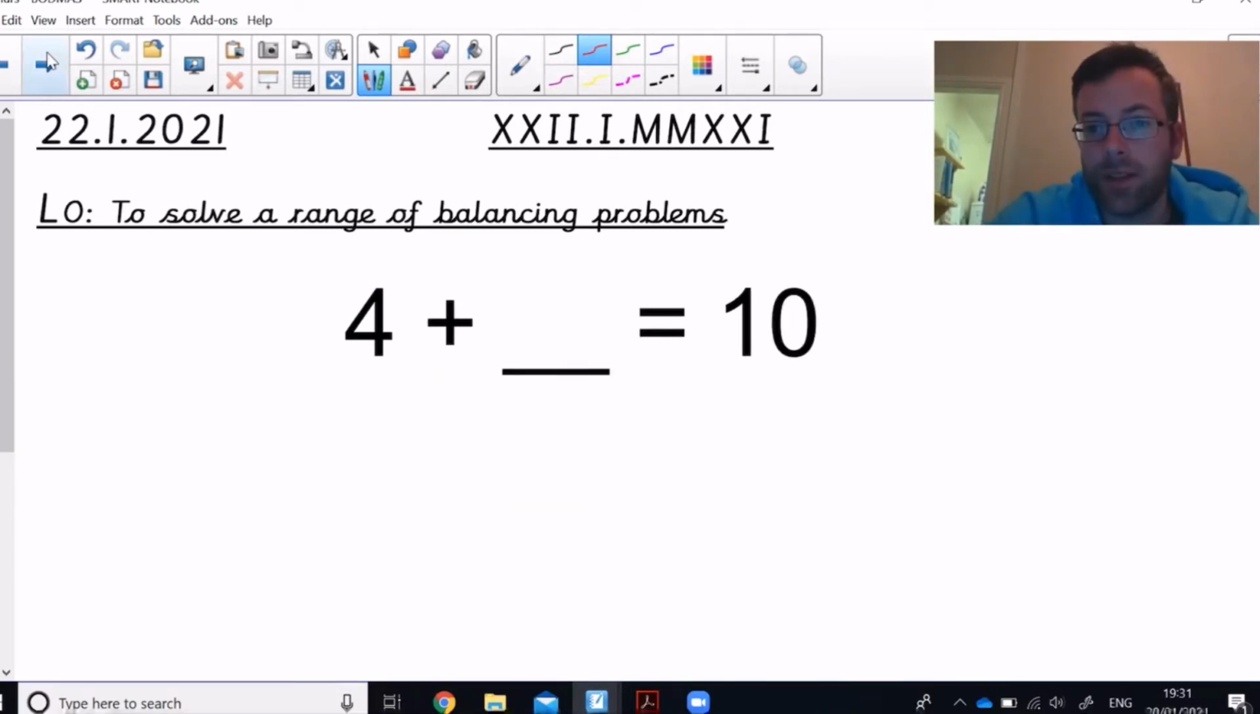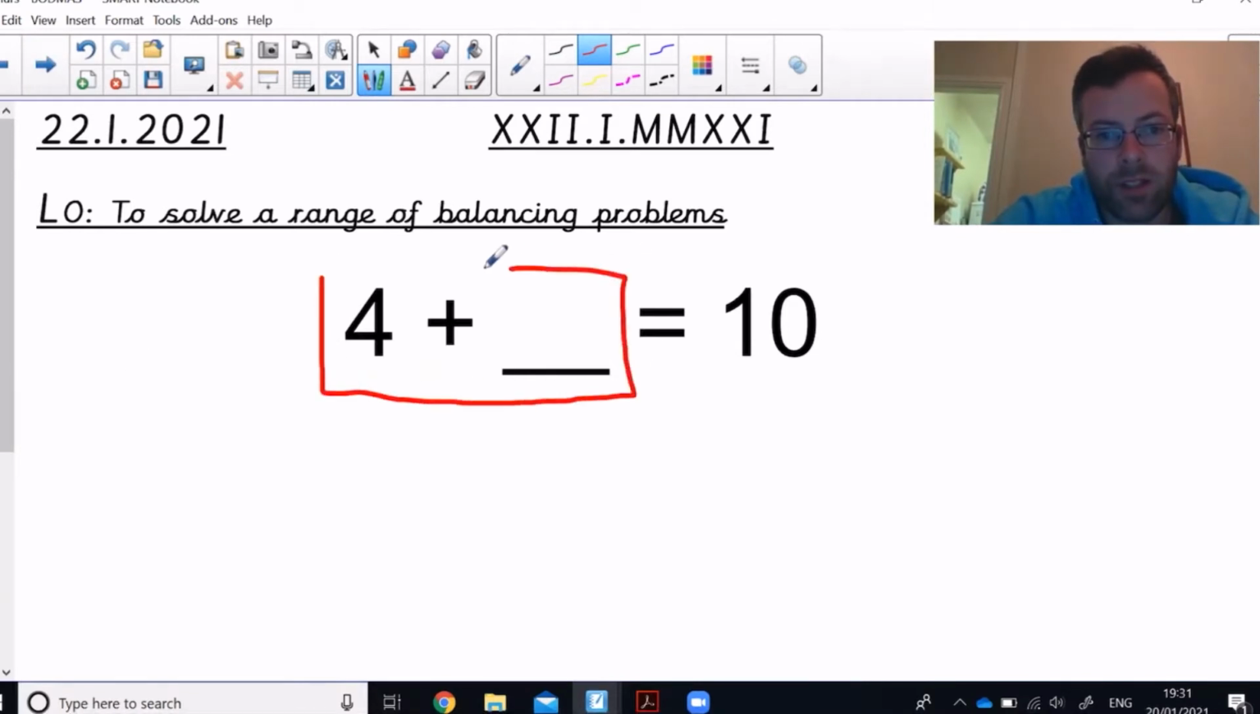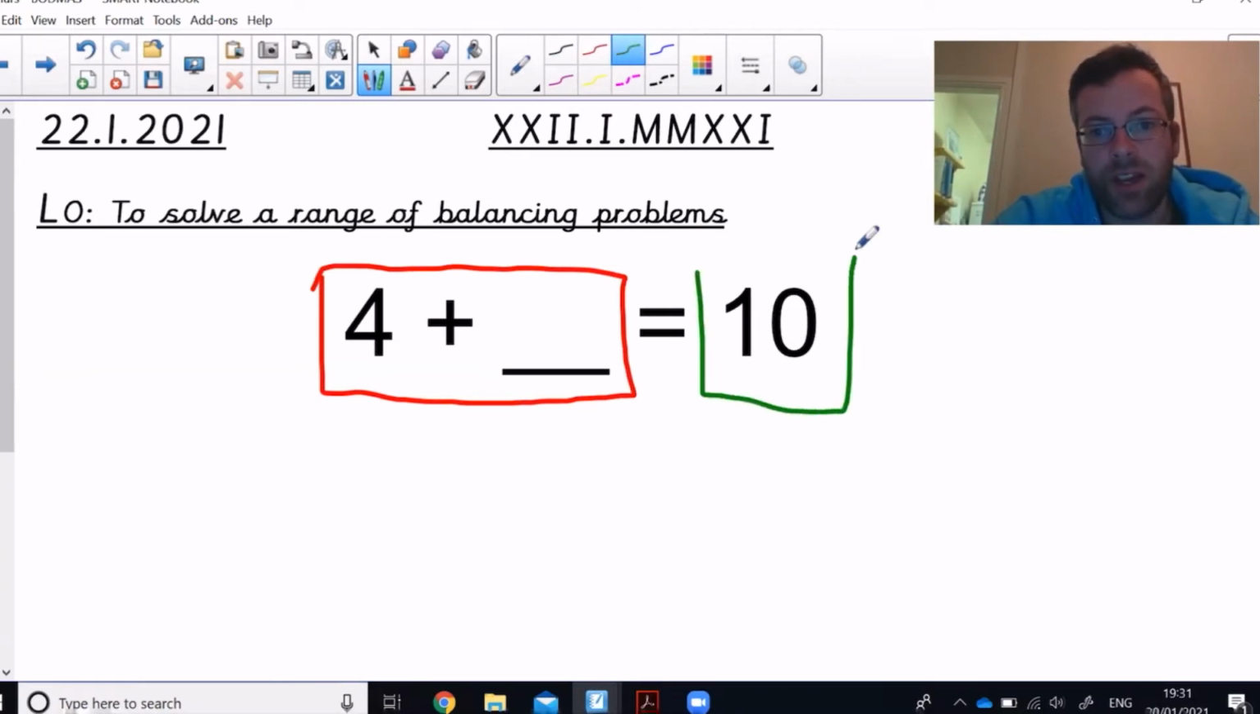Okay, let's look at this one. And we can use that same thing. Okay, so we need whatever's on this side to be the same as whatever's on this side. Now we know what's on this side, and it's 10. So on the other side, I also need to make 10. So 4 add something is going to be 10. Hopefully you can realise it's 6. We are balancing the two sides up.